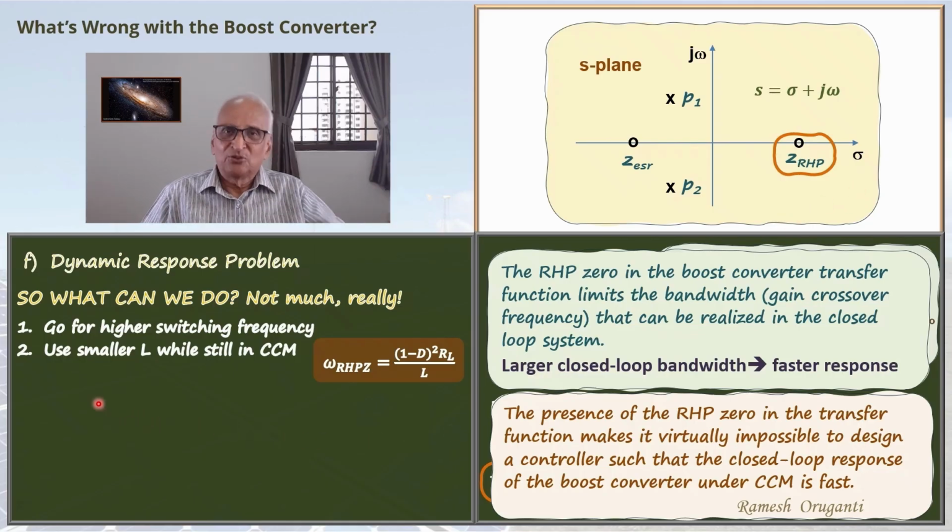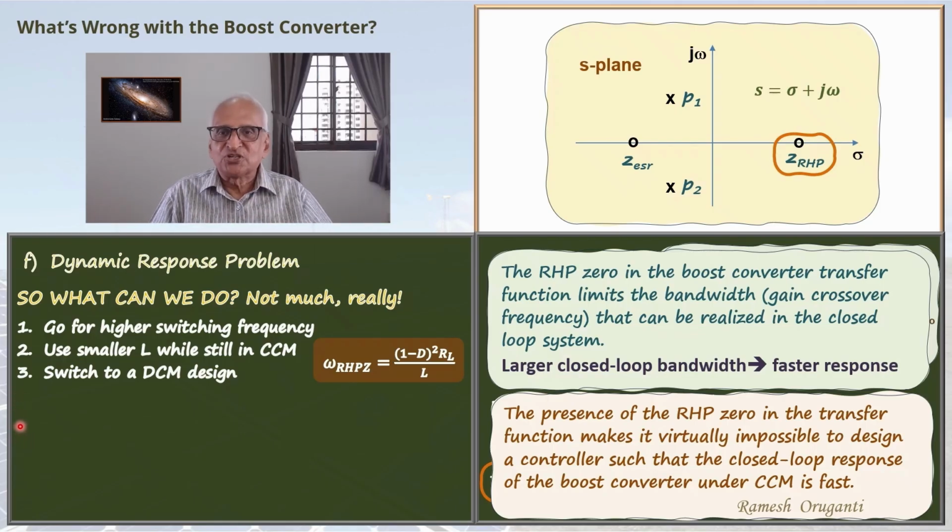Third is go one step further. Reduce the L so that the design is in DCM. DCM, it's perfect. There is no right half plane zero problem. Of course, it is DCM. Currents will be peaky. The losses in the circuit will be higher. There will be an efficiency drop if you operate in DCM.